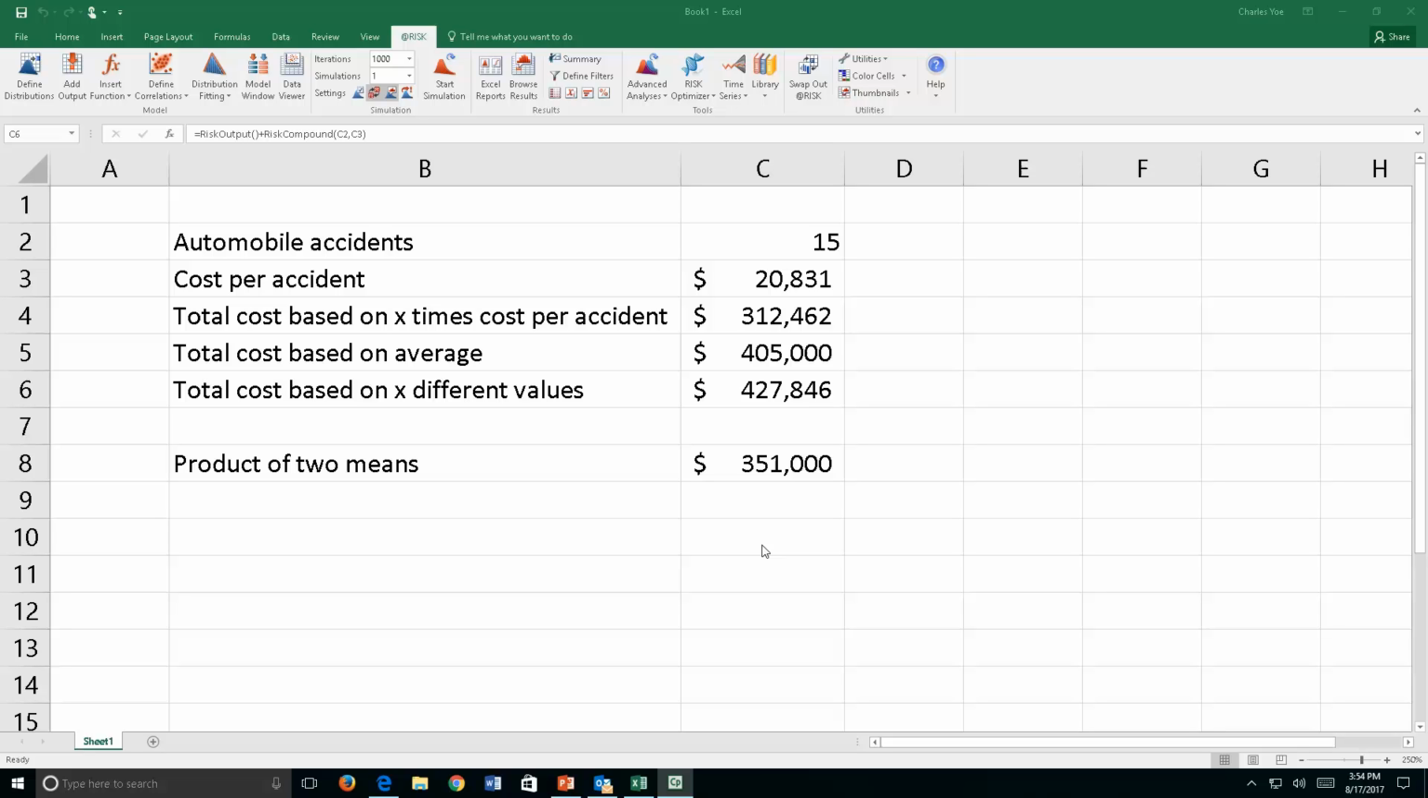In this video, I want to show you a neat feature of Palisade Decision Tools. It's called Risk Compound. Here's how it works.